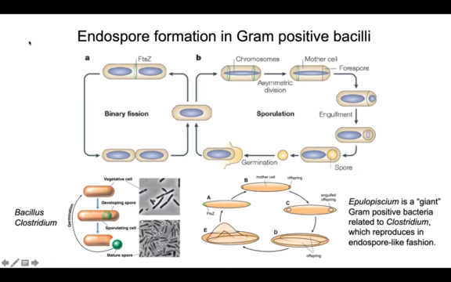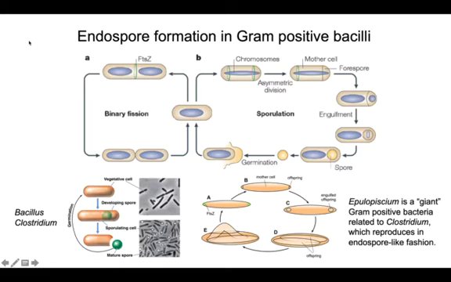Well, we do have another type of bacteria that reproduces in an endospore-like fashion. Okay, and that is in the bottom right-hand corner there. Epulopiscium. Don't worry, you don't have to worry about knowing the name of it or how to say it. But it's a giant gram-positive bacteria. It lives in a type of fish, a sturgeon. It is also a gram-positive bacilli-like looking bacterium, and it reproduces asymmetrically in, like I said, an endospore fashion.